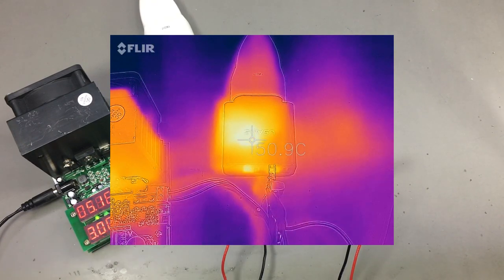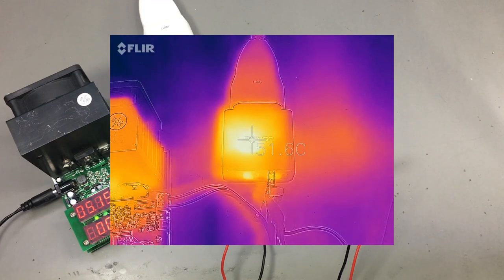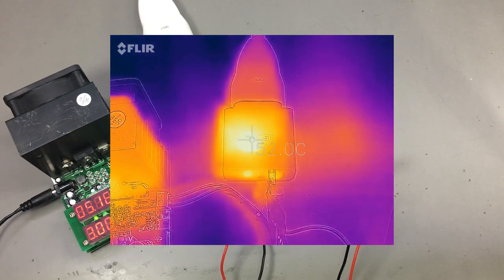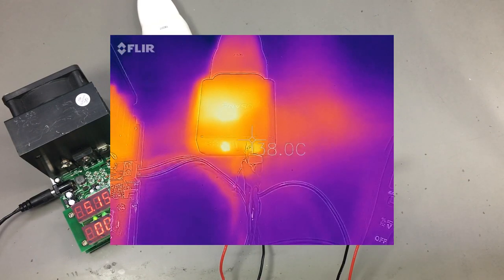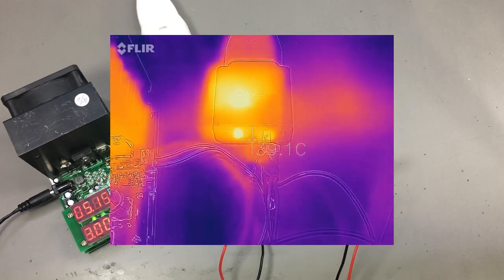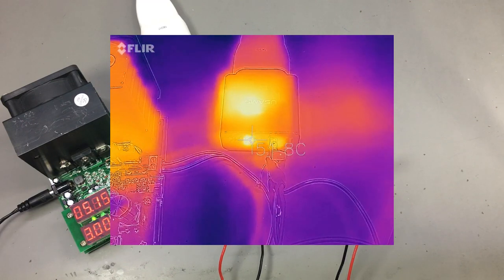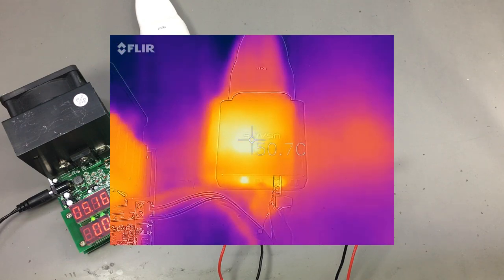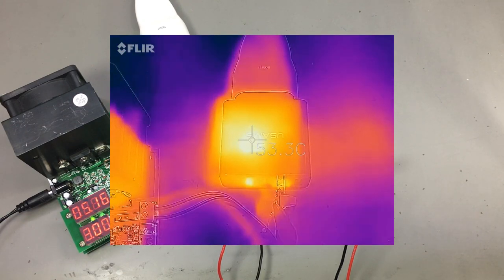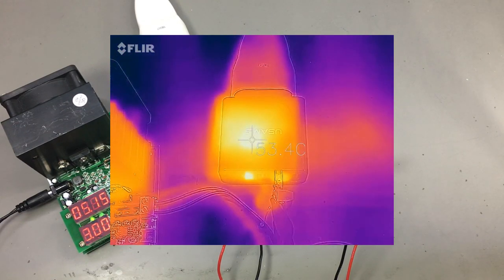And I've checked with the thermal camera, and as you can see in these images, the temperatures reached are not very high. We have some hot spots at around 54-55 degrees Celsius, but that is perfectly acceptable for running such a charger at a full load.